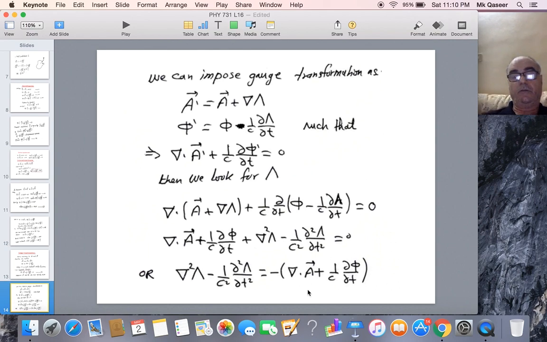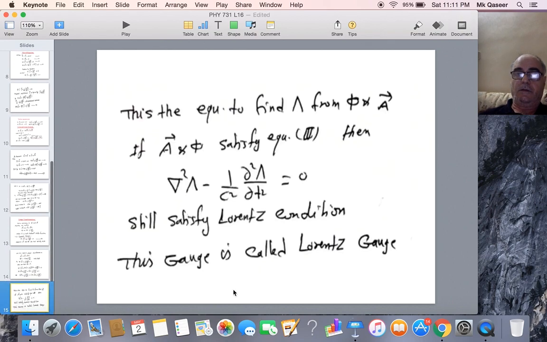We finally reach this equation, which is the Laplace equation. We substitute here in this equation for phi and the gradient of phi, and we get this term, which is del squared gamma minus 1 over c squared ∂²gamma/∂t² minus this thing. So we need gamma that satisfies this. If this is 0, then we get this wave equation, and the condition is still satisfied, what's called the Lorentz condition. This gauge is called the Lorentz gauge.